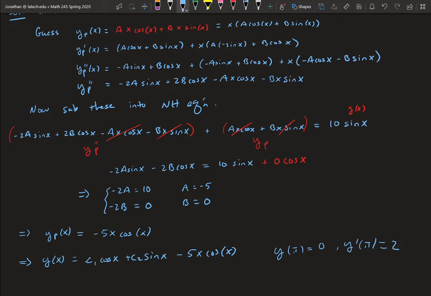Positive, yeah, sorry. It should be positive 2b cosine x. Thank you. We still get b equals 0, but yes, it should be positive 2b. Thanks.